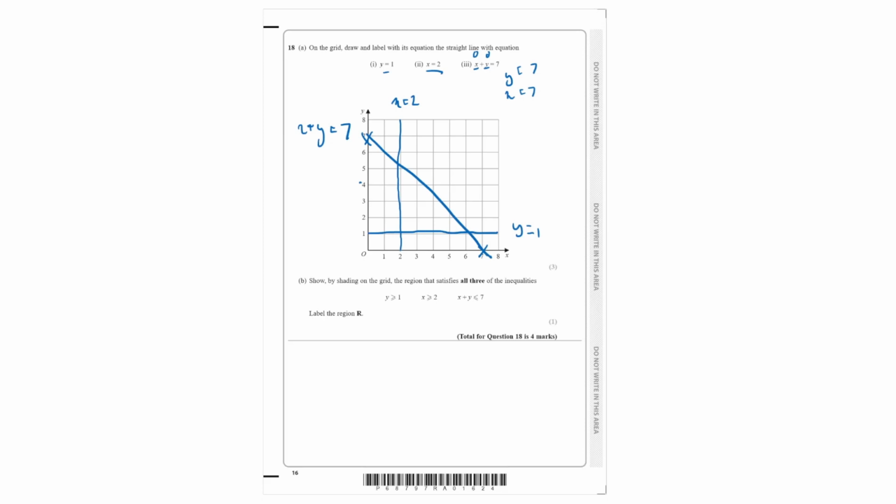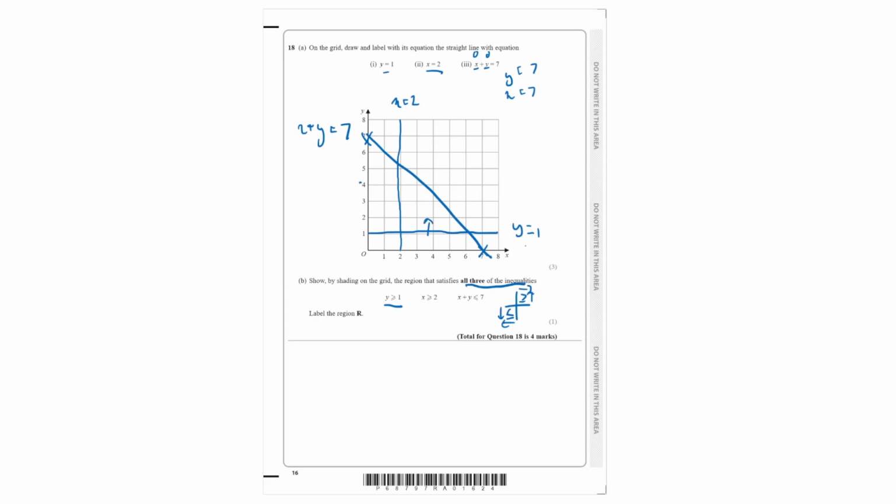B. Show by shading on the grid the region that satisfies all three of the inequalities. When dealing with inequalities, if it is less than or equal to, it's down and to the left. If it is greater than or equal to, it's up and to the right. So we can see here y is greater than or equal to 1. So we simply look for the equation y is equal to 1. And because it's greater than, we go up. So that means this is up.